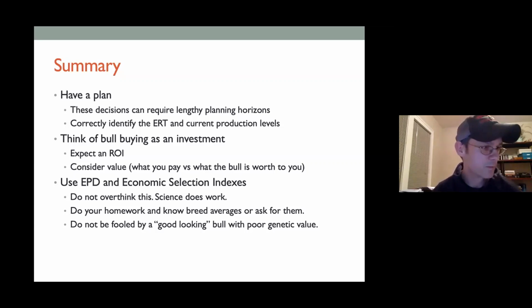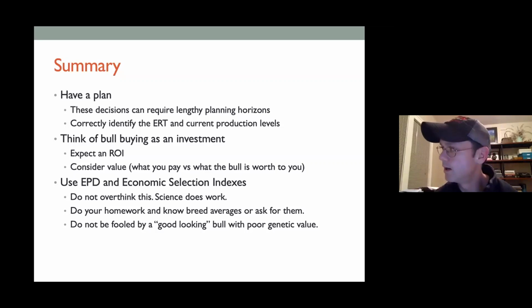Please don't mistake this for me saying go out and buy the cheapest bull you can. That's not at all what I'm saying, but I am saying think about the value you're getting for that investment. Use EPD and economic selection indices, and my goodness, I've said that since I started in this job some 12 years ago, and people long before me have said the same thing, yet a lot of people fail to do that. And I don't understand why we overthink that so much. The science does work, and really that's beyond contestation.